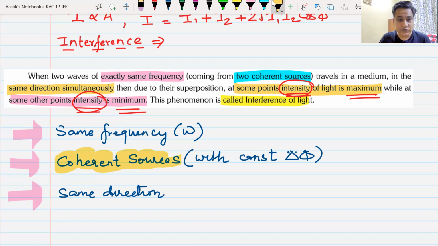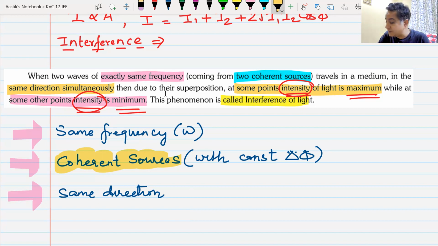So what are coherent sources? Because we might be needing these coherent sources. If I want to write coherent sources, what would be the definition? Anyone? Coherent sources are those with the same frequency and a constant phase difference.